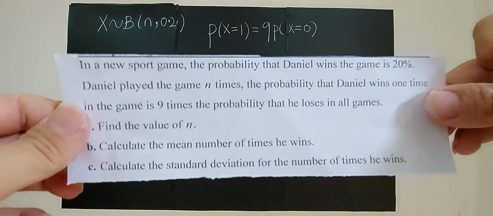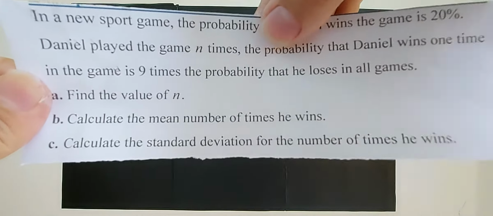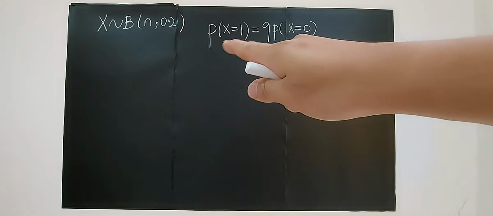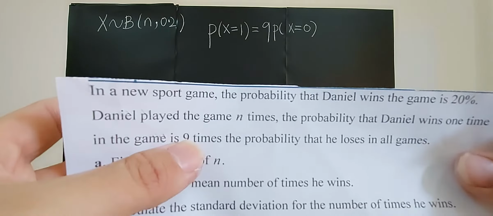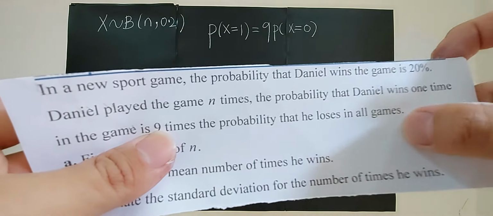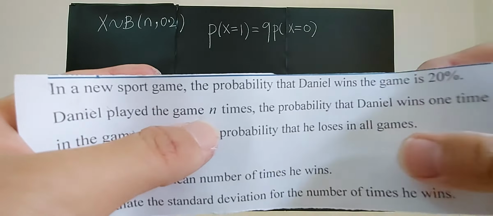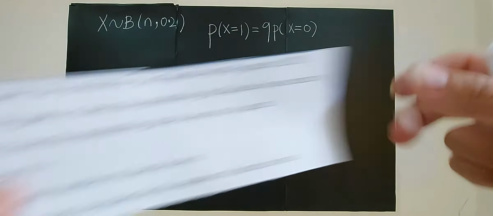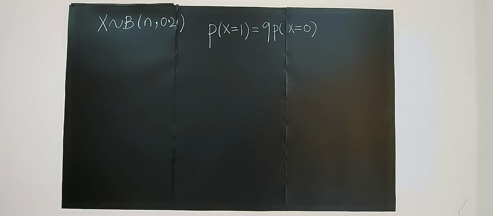So winning one time is 9 times the probability that Daniel loses all the games. You can understand the question again, thinking carefully. The probability that Daniel wins one time is 9 times the probability that he loses all the games. It means in n tries, whether 100 times or 10 times, he loses all the games. Then they ask you to find the value of n, with this given information.